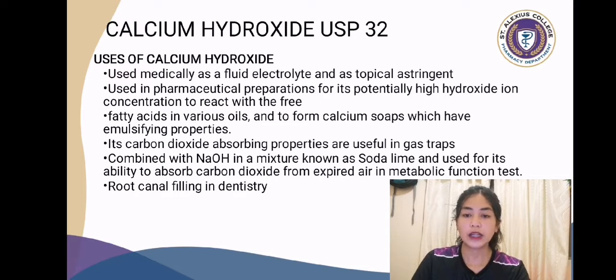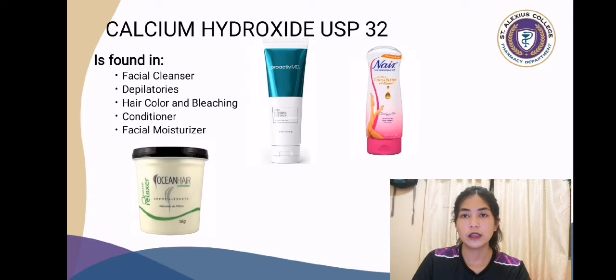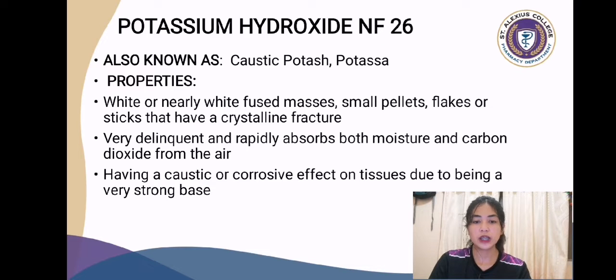Slaked lime or calcium hydrate is a compound used to make mortars, plasters, and cements. In dentistry, calcium hydroxide is used as a root canal filling. Calcium hydroxide is usually found in facial cleanser, depilatories, hair color, bleaching conditioner and facial moisturizer. Now, the potassium hydroxide, National Formulary 26, with the other names of caustic potash and potassa.